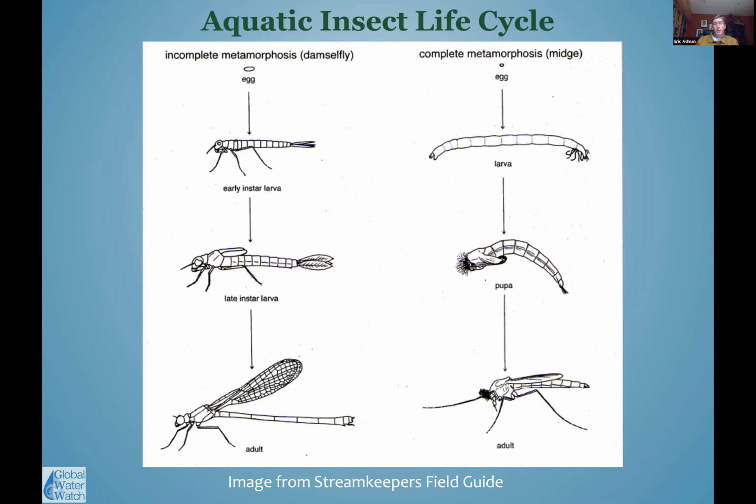Depending on the creature, insects in particular go through different life cycles. Some of them go through what's called incomplete metamorphosis, and some go through complete metamorphosis. Incomplete means fewer stages. Incomplete basically goes from egg to larva to adult. Complete goes through egg to larva to pupa to adult. And we're mostly going to be finding things in the larval stage.